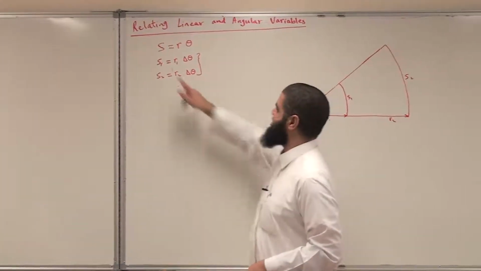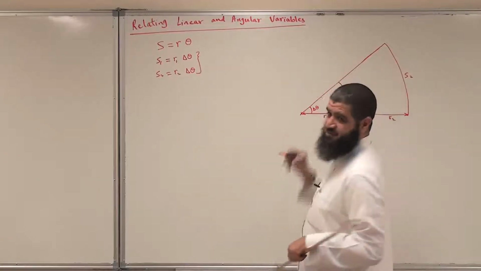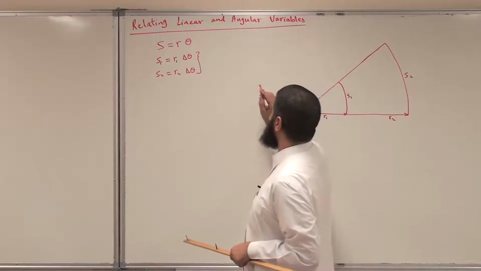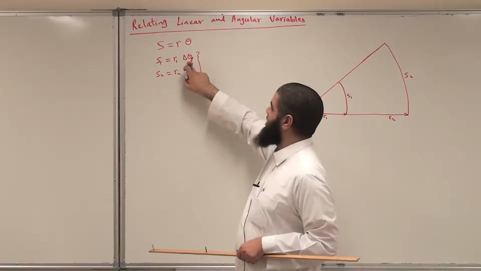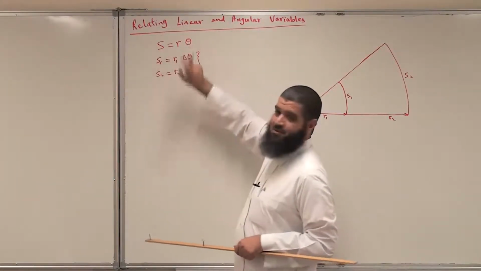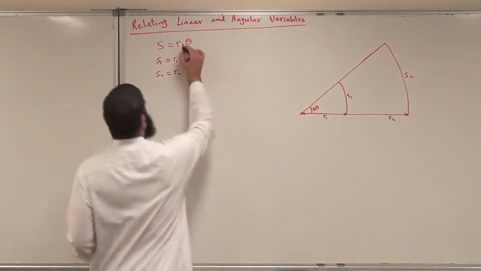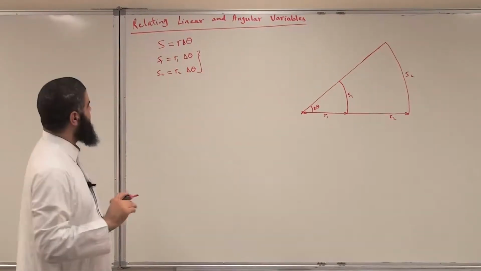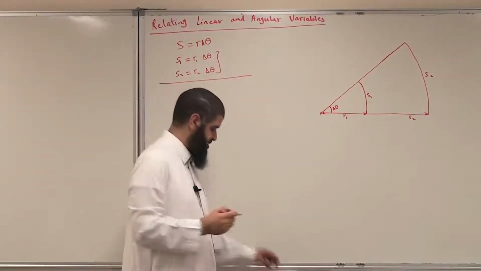What is the linear quantity? It is the distance traveled. S is the distance traveled by a certain point in my rotating object. What is the angular quantity? It is delta theta, which is the angular displacement. This is the relationship between the linear quantity and the angular quantity. Usually I like to write this one as delta theta, because it is angular displacement, not just displacement. Let us go one step further.